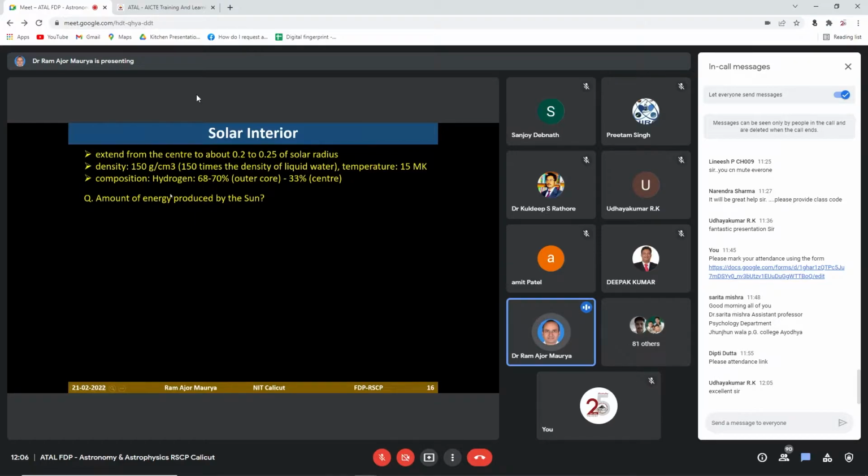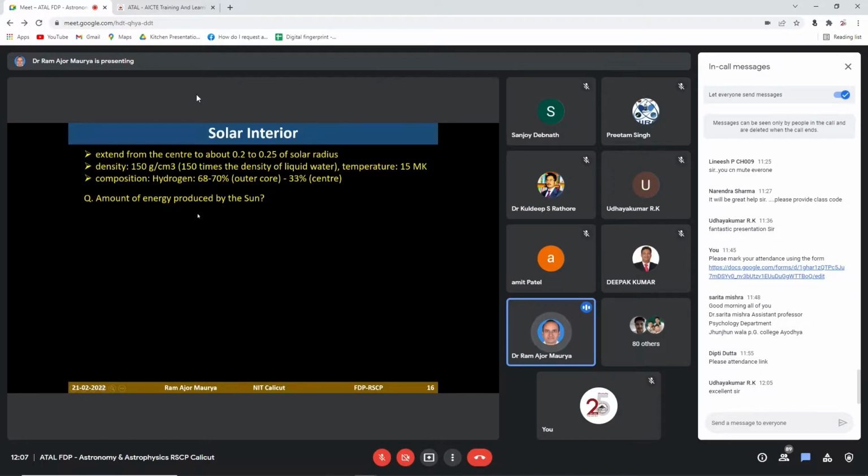So the interior extends from the center to about 0.2 to 0.25 of the solar radius. So 20% to 25% is the core, where we have the nuclear reactions, and the density is 150 grams per centimeter cube. If you compare with water, it is 150 times the density of water. The temperature is 15 million Kelvin. Okay, these are the chemical compositions we have here.